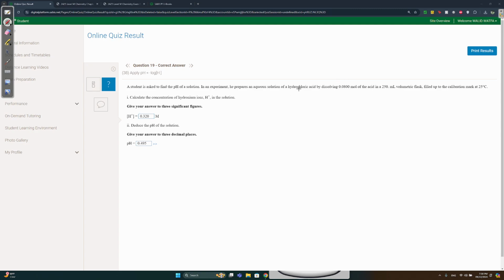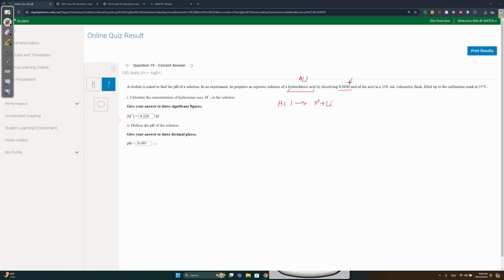Anytime you get a question like this, you have to dissociate it. Hydrochloric acid is HCl. Anybody in grade 11 who doesn't know what hydrochloric acid is, guys, this is shameful. HCl dissociates to get H plus and Cl minus, right? We need the concentration of H plus, so it's the same coefficient, so you just take the concentration of HCl. Do I have it given?